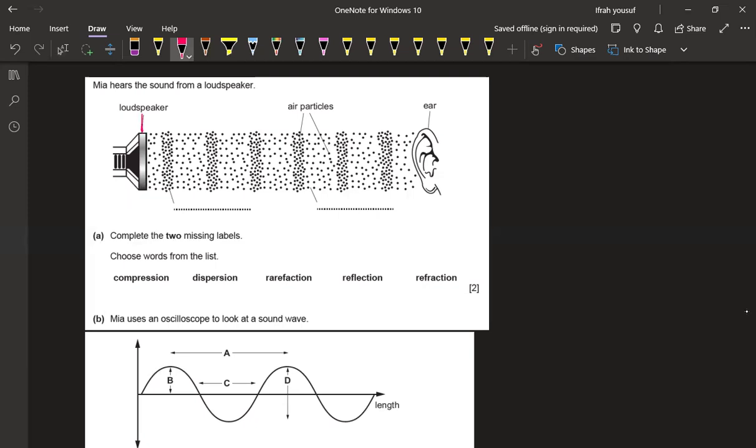Complete the two missing labels. Choose words from the list: dispersion, rarefaction, reflection, refraction, and compression. So the particles that are closer, that region is called compression. This is how in exams the questions are asked. And the region where the particles are farther apart, where the density is less and the pressure is less, that is called a rarefaction.